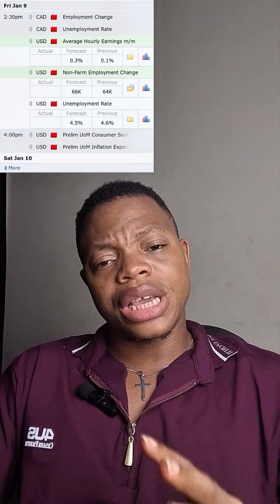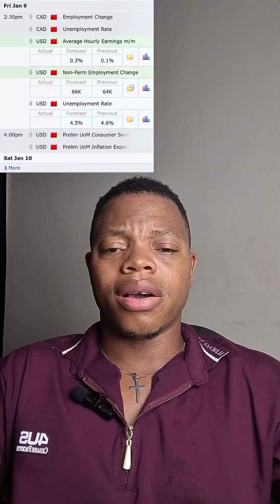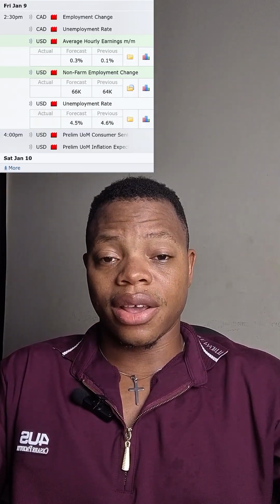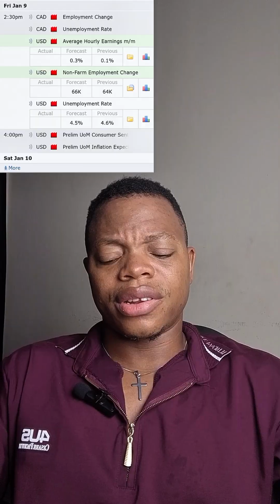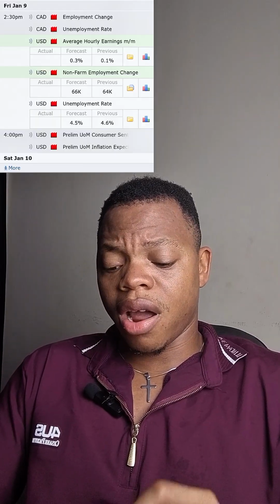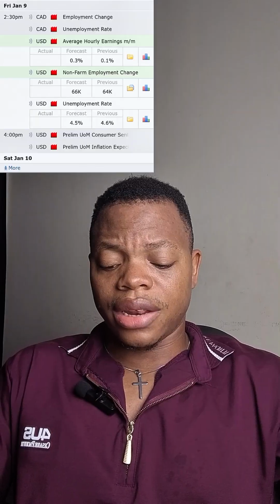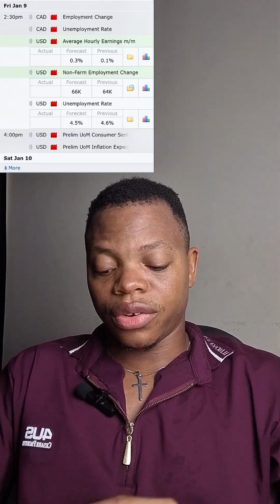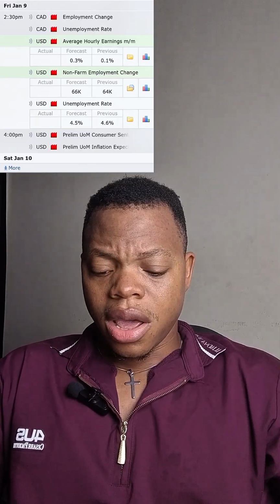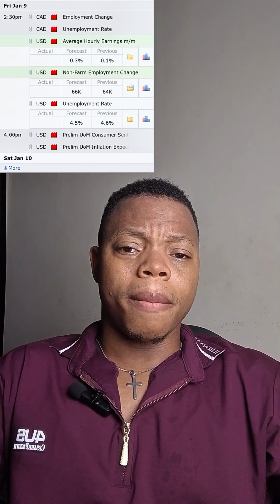Of course, we have three key events that always drop with non-farm payroll, which is NFP. Now, these three key events, I will read them out. The first is average hourly earnings. And on this average hourly earnings, we have the data as follows. Forecast is 0.3%, and the previous is 0.1%.